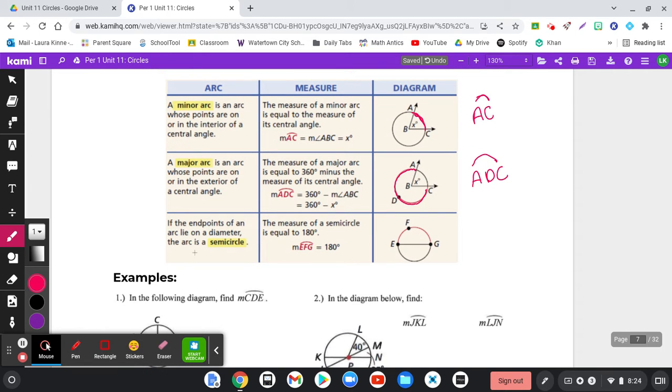If the endpoints of an arc lie on a diameter, such as E and G there, then the arc is a semicircle, or a half of a circle, and that's going to be equal to 180 degrees.